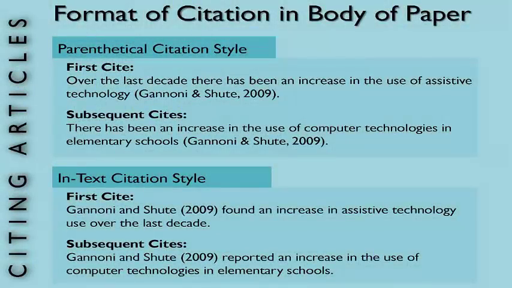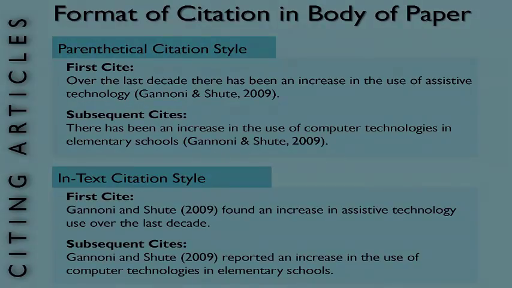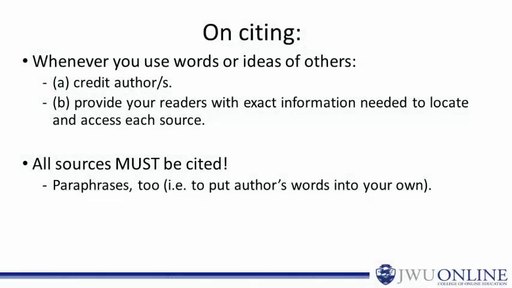We're now ready to move into part 2 of our presentation, creating in-text citations and the references page. First, we're going to talk a little about why we use citations, and then we'll delve into several examples. Whenever you use the words or ideas of others, i.e. sources, you need to A. give the author or authors credit, and B. provide your readers with the exact information they will need in order to locate and access each source. This is known as documenting your sources.